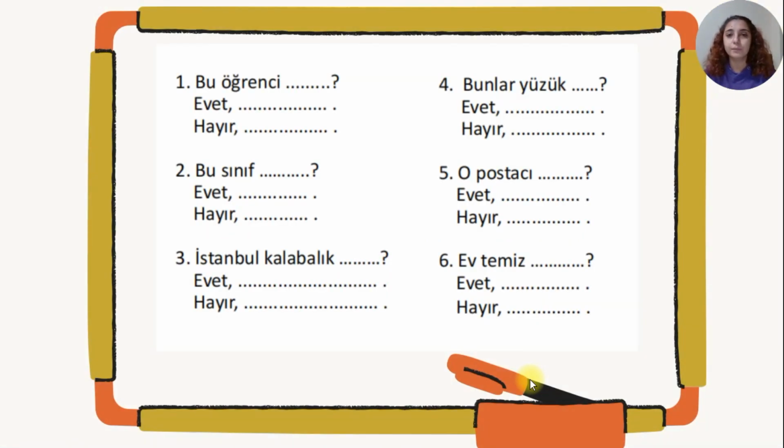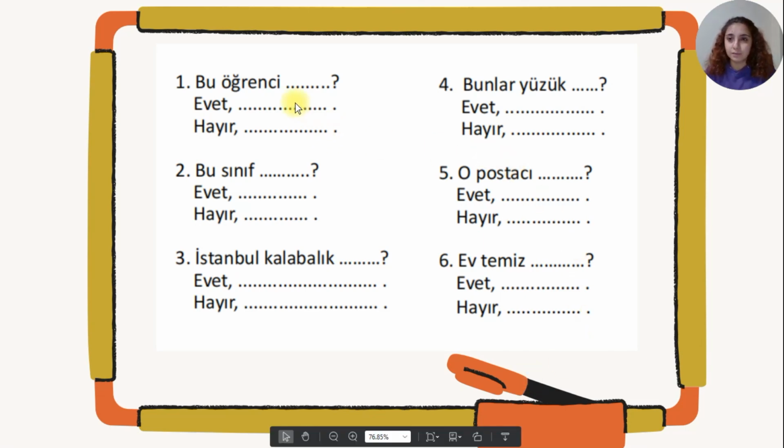Okay. Now, I want you to try to choose the correct question suffix from mı, mi, mu, mü, and complete the sentences, question sentences, and let's try to give an answer with evet or hayır to those questions. You can take your time, you can pause the video and try to do this by yourself. But before this, let me give you the meaning of the words. Not so important to make them question, but important to understand what you ask.